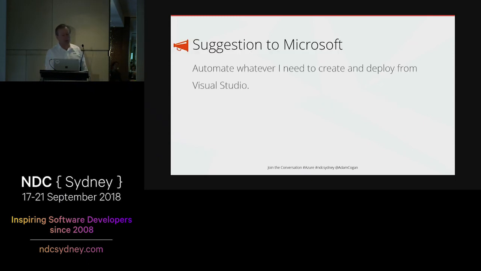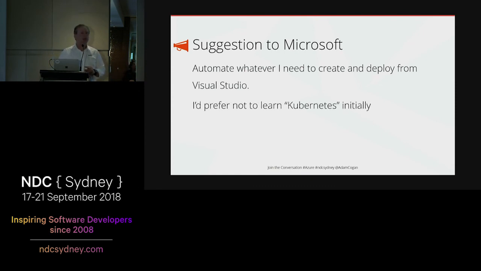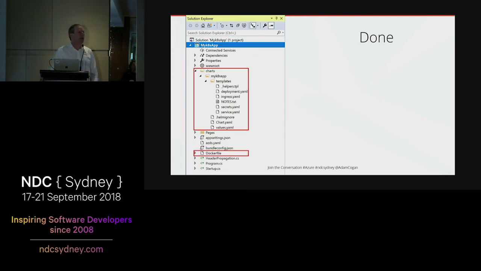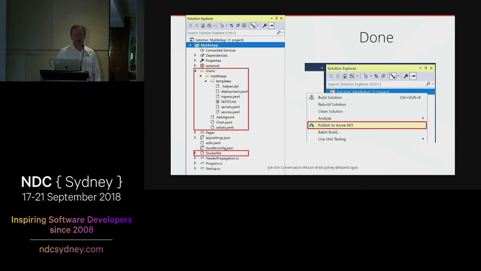However, what Microsoft should do is automate this creation and deploying in Visual Studio, so Jason does not have to learn Kubernetes. So enter this. This was just put on Microsoft's blog recently, and it says that in the new version, you'll be able to go File, New Project. All the Helm charts are put there. The Docker file is there. When Jason goes to publish, there'll be an extra option that says publish to Azure's AKS, Azure Kubernetes Services. And at that point, I think Jason should start using it. So that will be awesome.